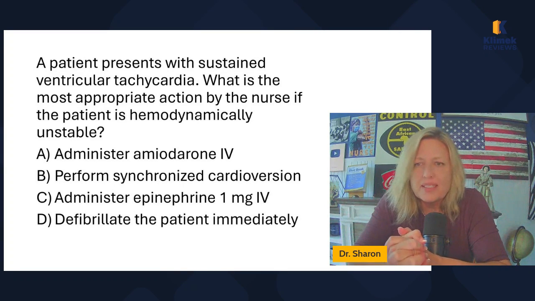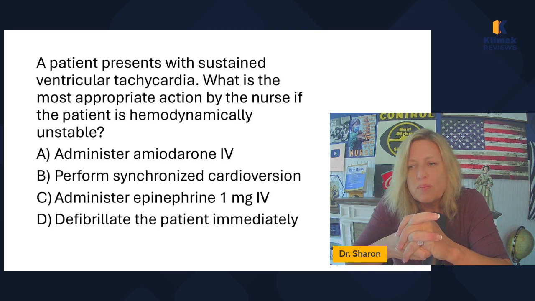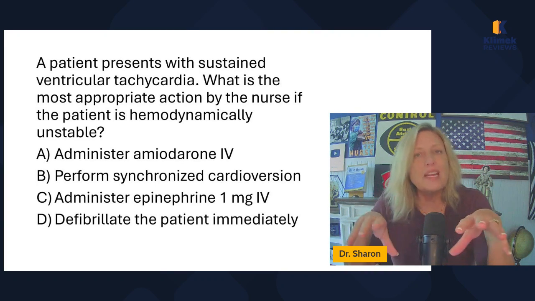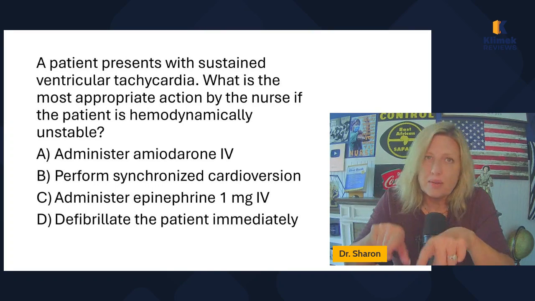Patient presents with sustained ventricular tachycardia. What is the most appropriate action by the nurse if the patient is hemodynamically unstable? Which means their blood pressure is dropping. They probably still have a pulse. If they didn't have a pulse, they would say if they were pulseless. If they were pulseless, I'd have to start CPR.